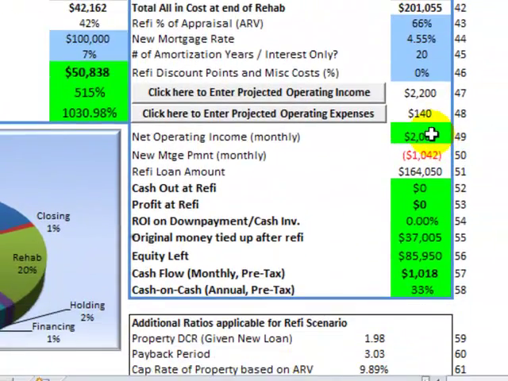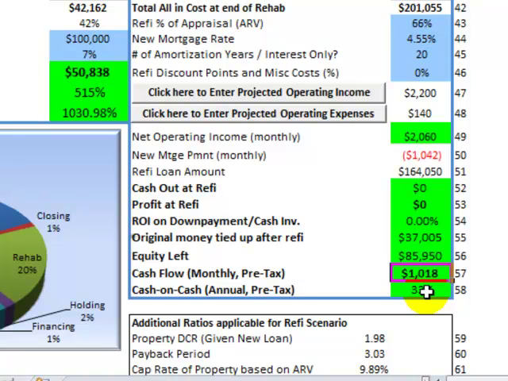So now the model gives me my net operating income and my new mortgage payment. This is my new loan amount. I'm not taking any cash out at refi. This is how much money I'm leaving in the deal. So I'm tying up $37,000 in cash. This is how much equity I'm left with in the project. This is going to be my monthly cash flow, $1,000 a month. And then this is what I'm looking at, right?